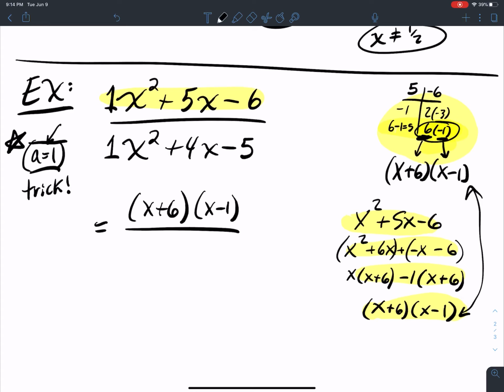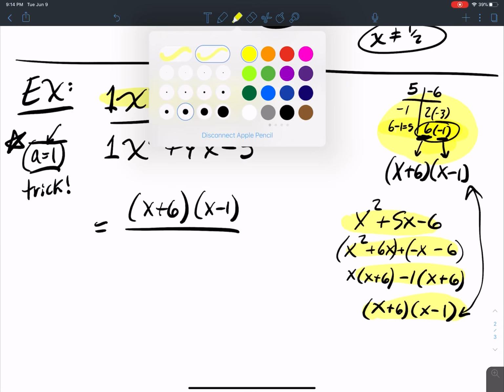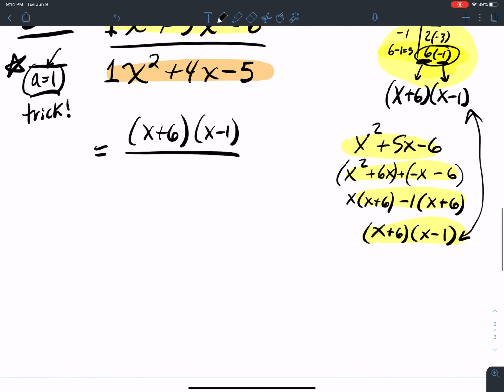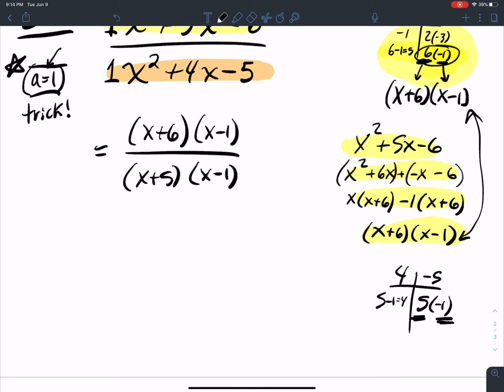What about the denominator? Well, the denominator is another a equal to 1, so I can use my trick. I want it to multiply to -5, add to 4. Well, 5 and -1, if I do 5 minus 1, I get 4, okay? So that tells me a positive 5 gives me an x plus 5, and a -1 gives me an x minus 1.